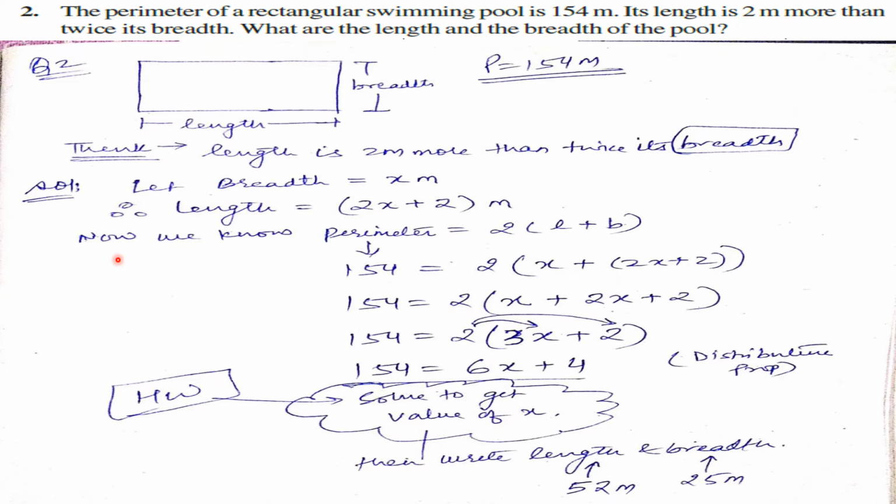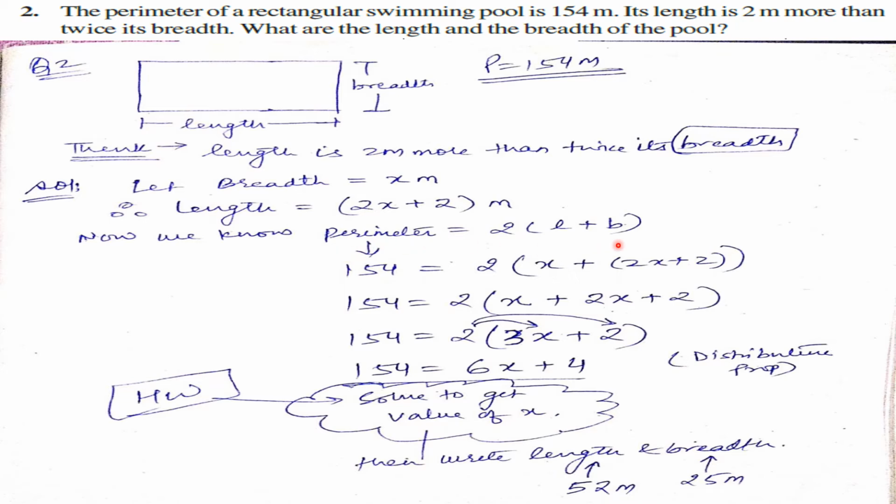First term is saying the perimeter of a rectangular swimming pool is 154 meter. Now we must think, what is a perimeter? Perimeter of any figure, any polygon is sum of all sides. Although we know the formula also for rectangle, that formula is 2 into length plus breadth. In case you forget the formula, no issue. You can just write length plus breadth plus length plus breadth. That is also correct.